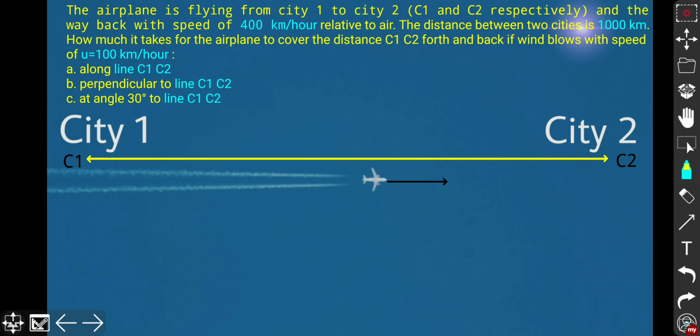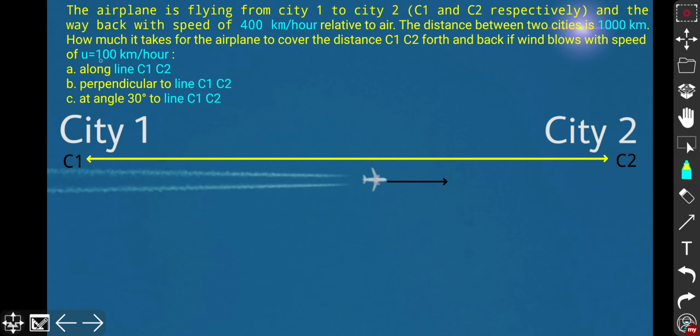It's all about an airplane. So right now you have city 1 and city 2. The airplane is flying from city 1 to city 2 and the way back, meaning forwards and back, with a speed of 400 kilometers per hour relative to the air. So it means here is the relative motion to the air. You are given the distance between two cities, 1000 kilometers. How much time does it take for the airplane to cover the distance, forwards and back?